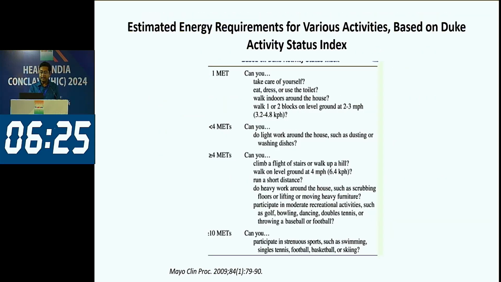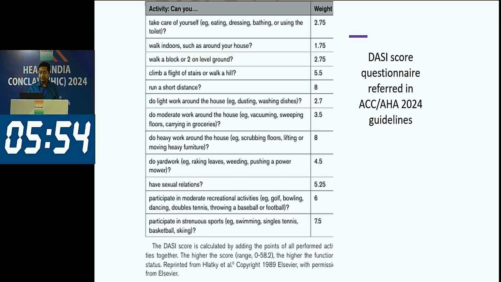I'll be coming with the METs. One MET is, can you take care of yourself, eat or dress, use the toilet, walk indoors. This is the basal metabolic rate. And up to 4 METs is doing light work around the house, like dusting and washing the dishes. More than 4 METs is climbing a flight of stairs, walking on a hill, level ground, or doing heavy work around the house like scrubbing or lifting or moving furniture. And 10 METs is final. You can participate in any strenuous exercise, swimming, football, basketball, and skiing.